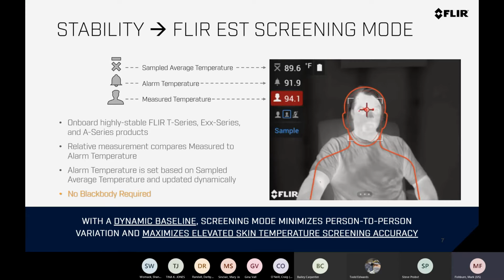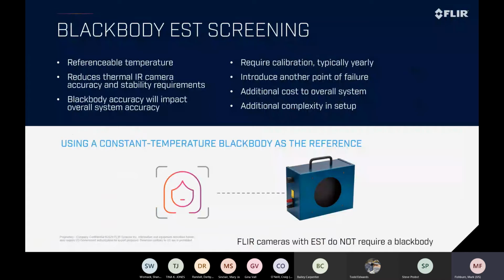So when you do have a dynamic baseline, that sample average temperature, you're maximizing the accuracy of that screen per the employee. So black body real quick. Black bodies are used to get a constant. In other words, the camera is going to constantly look at the black body versus the person in front of it to try to get a regular reading. It's just one more thing that has to be set up, has to be purchased, has to be fine-tuned. And with our cameras, you don't need to do that. So I know there'll be questions on that.